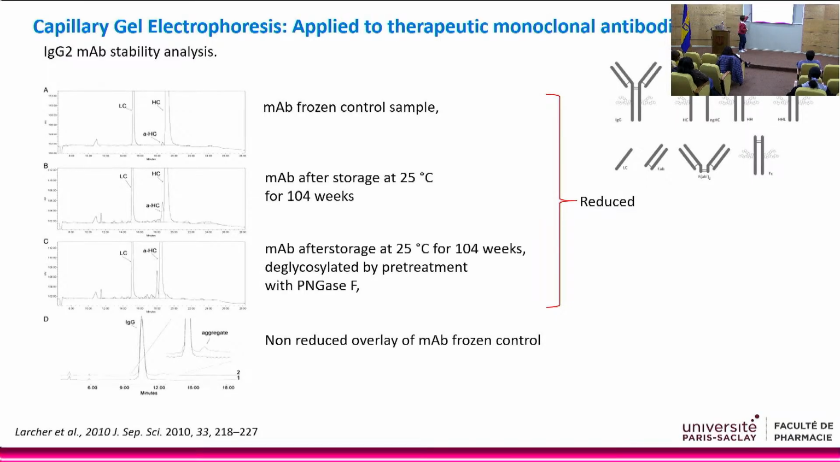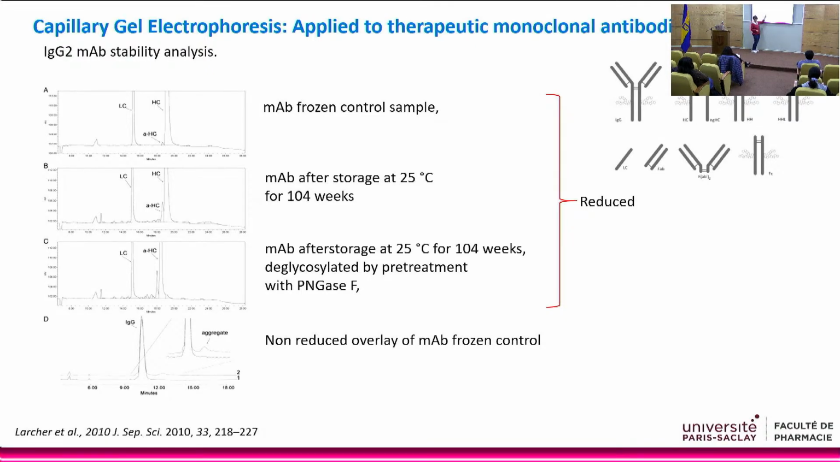And here the MABs after storage at 25 degrees during 104 weeks, I don't know why. So we can see here an additional, an extra peak. And here is MABs after storage at 25 degrees. So it's the same MABs, but submitted to a treatment with PNGase F.